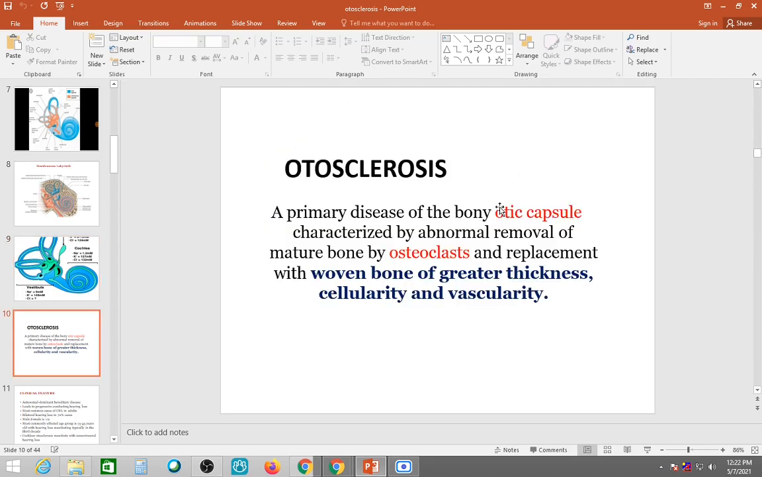And next, when we talk about otosclerosis, osteo and oto, I'm always confused. Otosclerosis is a hereditary disease, progressive deafness due to overgrowth of bone in the inner ear. This is the simple definition. It is a primary disease of the bony otic capsule, what we discussed as the bony labyrinth, characterized by the abnormal removal of mature bone by osteoclasts.